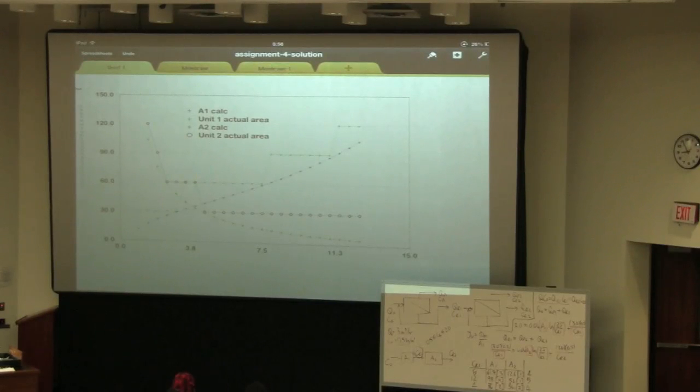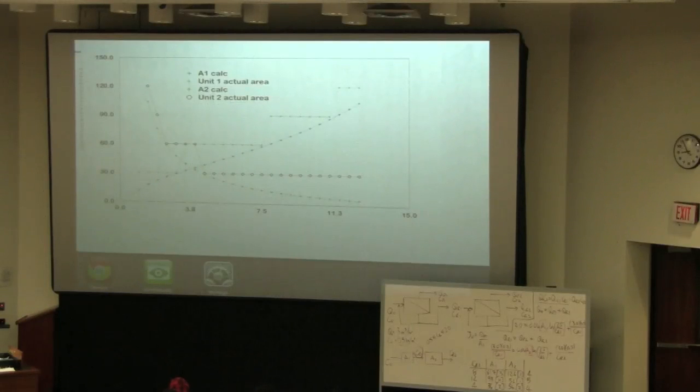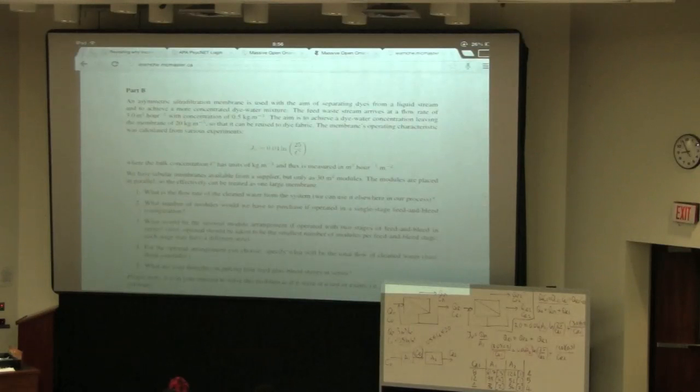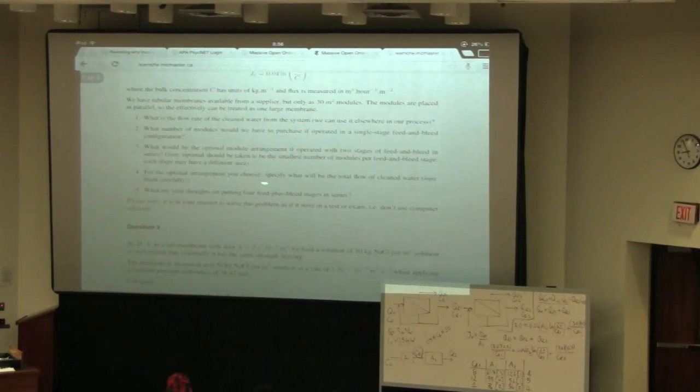Anything unclear about this construction? Okay, I think most of you figured this out. Then the final parts of the question, just to go through that, and then we'll move on. It says, for the optimal arrangement you choose, specify what will be the total flows of clean water. So if the optimal arrangement was two modules over here, that implies A1 now is 60 meters squared, and A2 is 30 meters squared. What is the total flow of clean water?